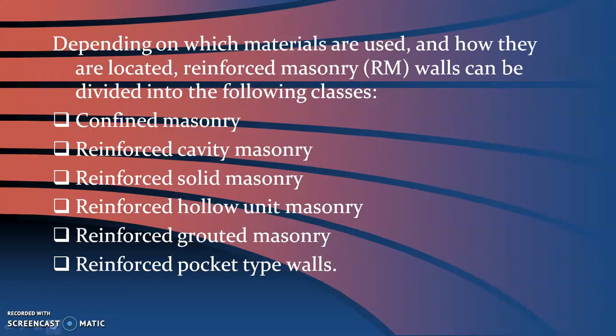Depending on which materials are used and how they are located, reinforced masonry walls can be divided into the following classes: confined masonry, reinforced cavity masonry, reinforced solid masonry, reinforced hollow unit masonry, reinforced grouted masonry, and reinforced pocket type walls. These are the different types of reinforced masonry walls.